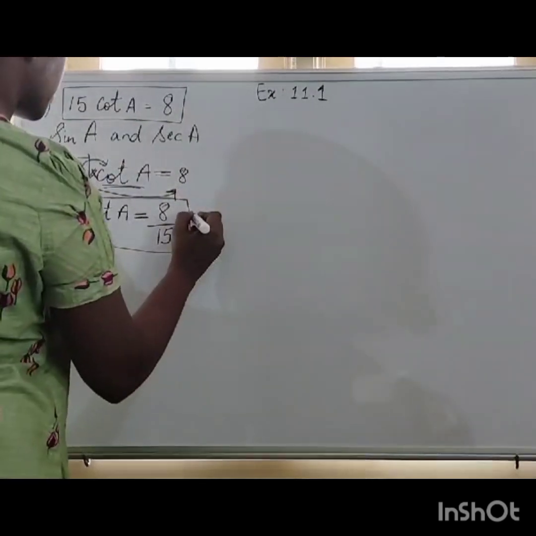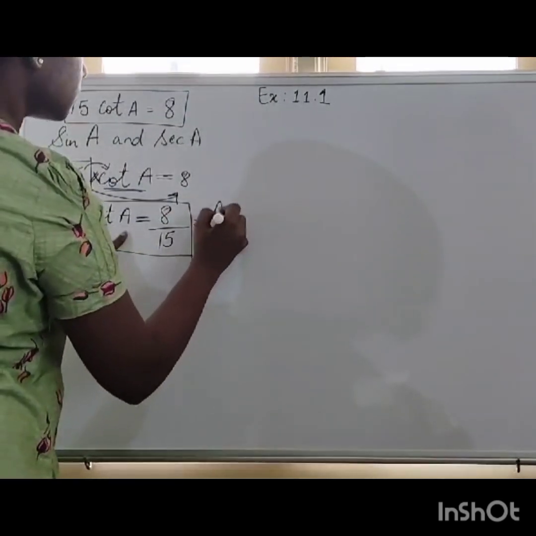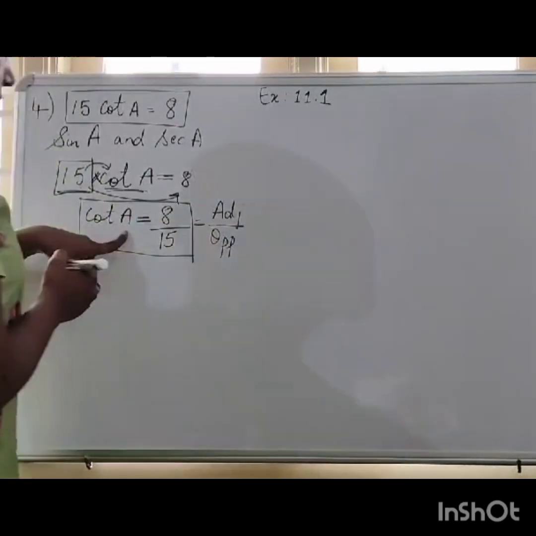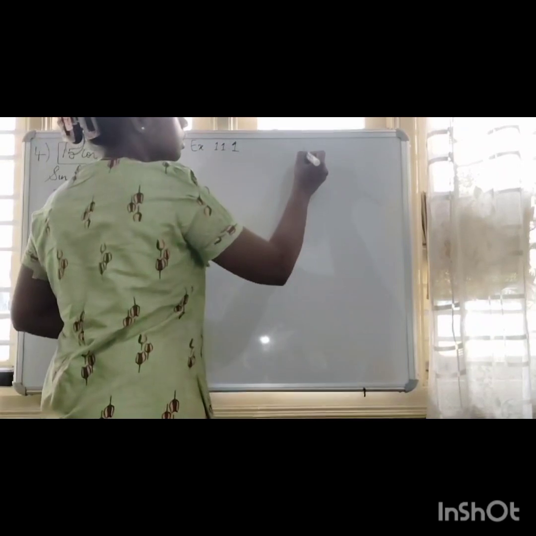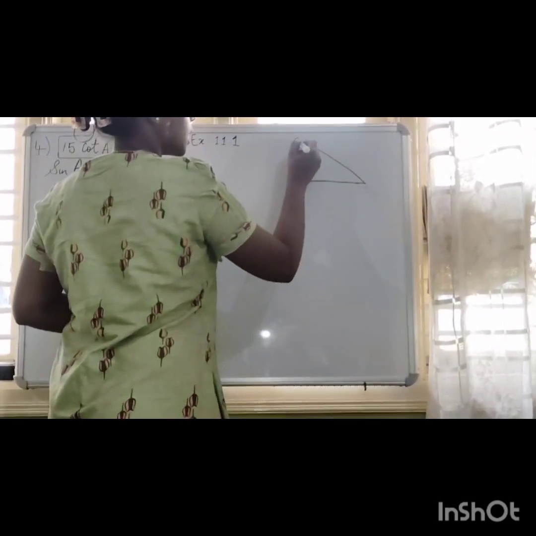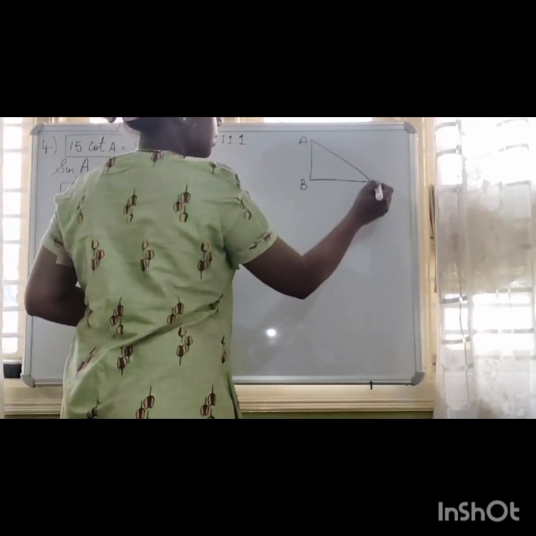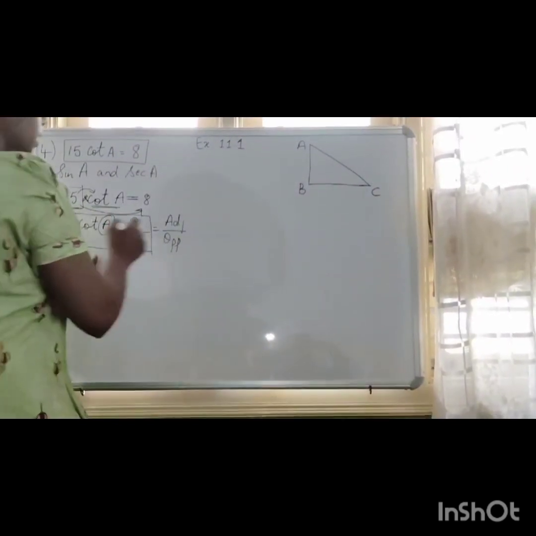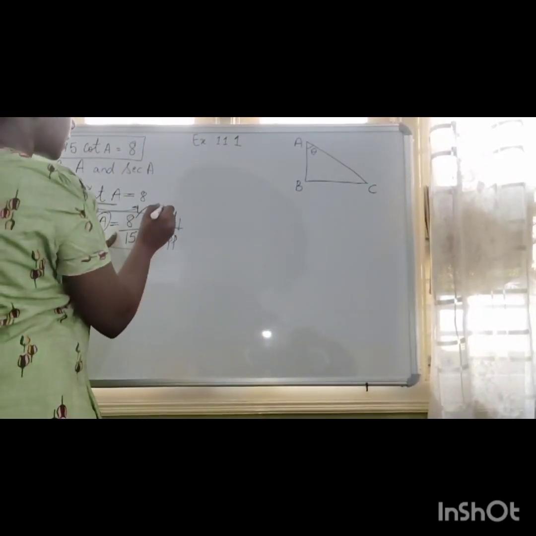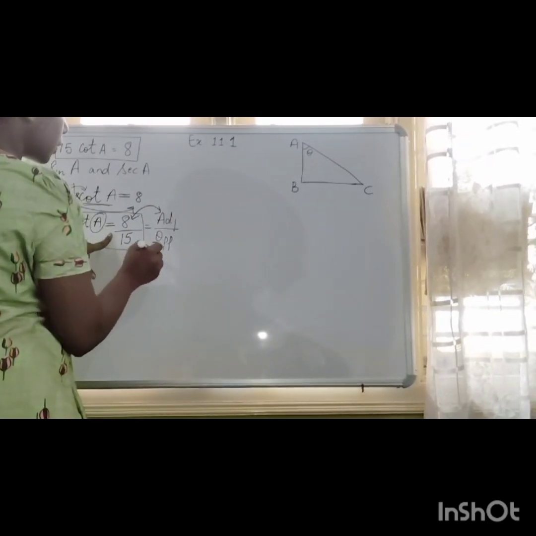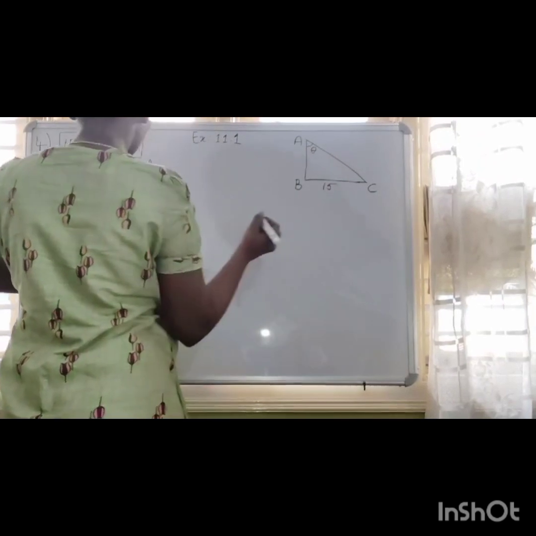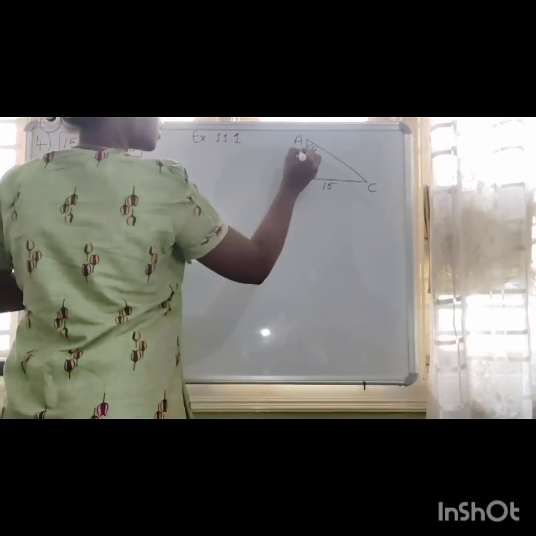The ratio for cot is adjacent by opposite. So let us draw a right angle triangle ABC. And here we have cot A, so theta will be at angle A. So our adjacent value will be 8, opposite value will be 15. So this is our opposite side. This value is 15 and adjacent is this side AB. Its value will be 8.